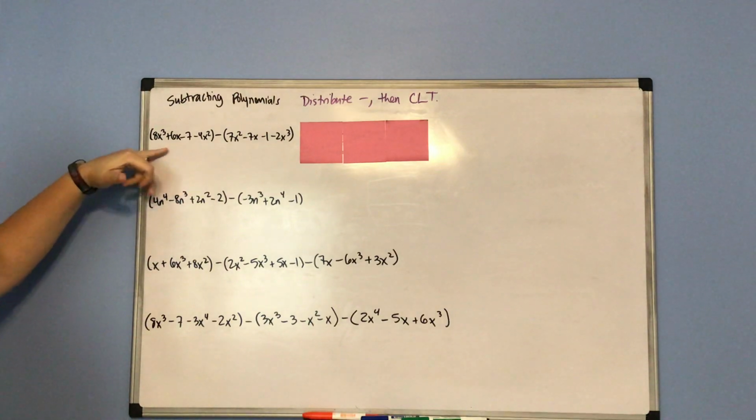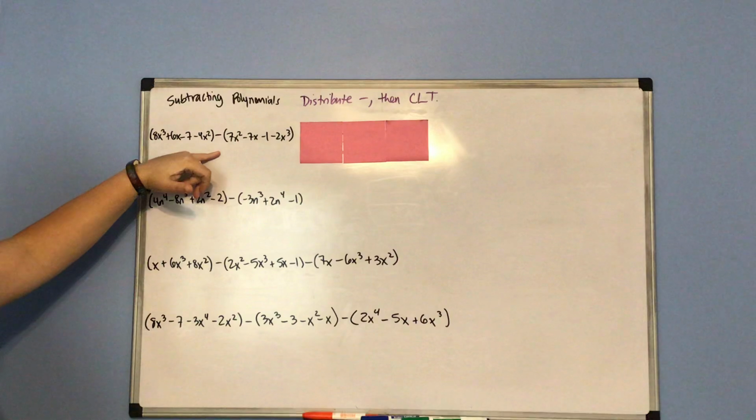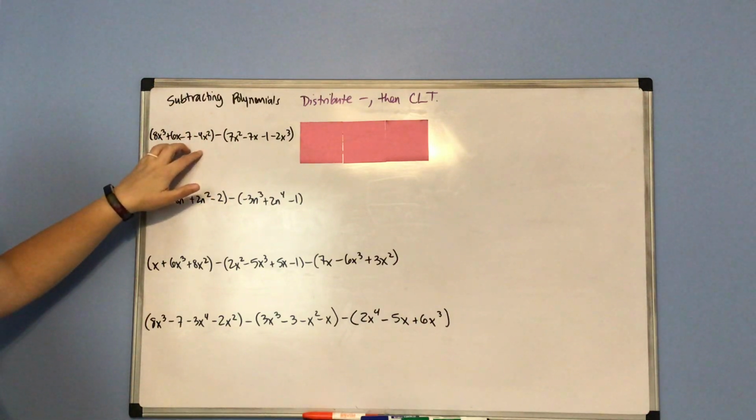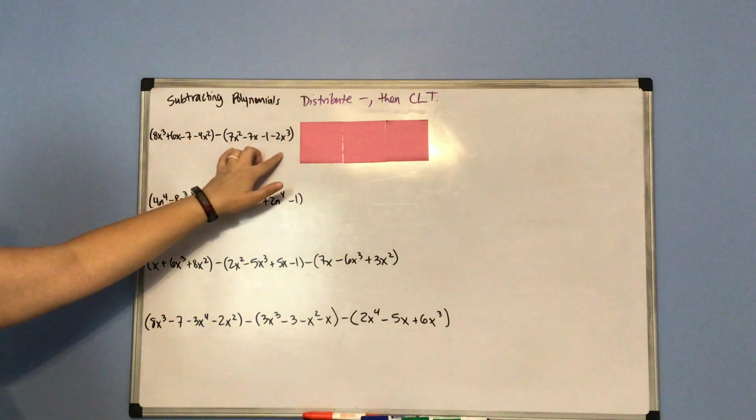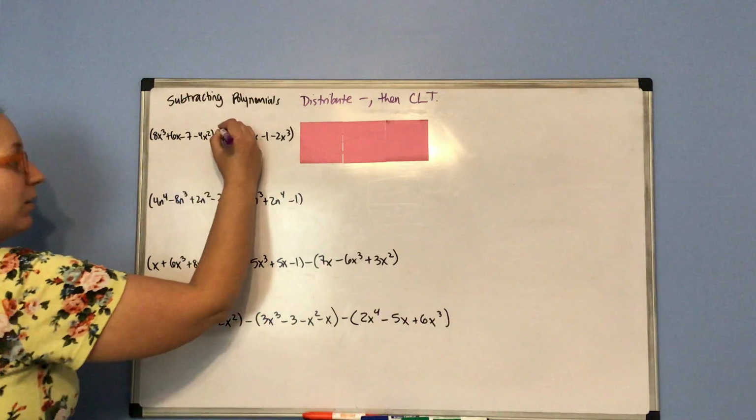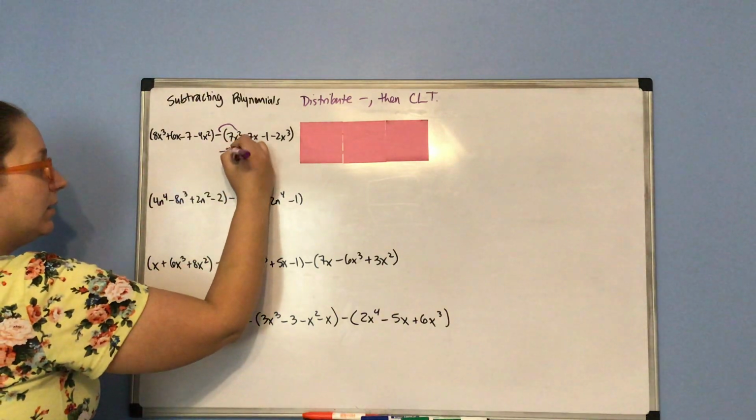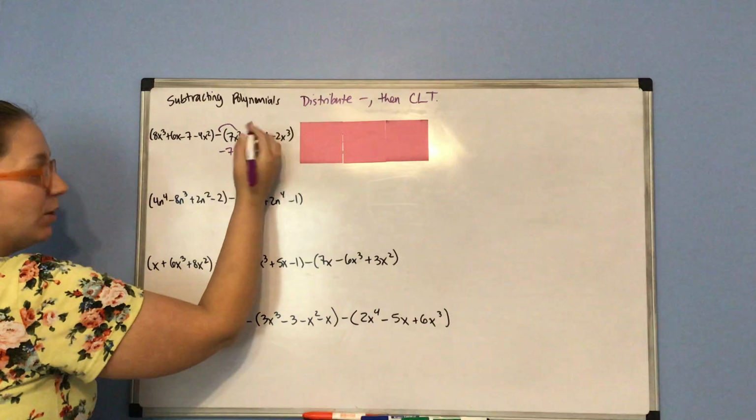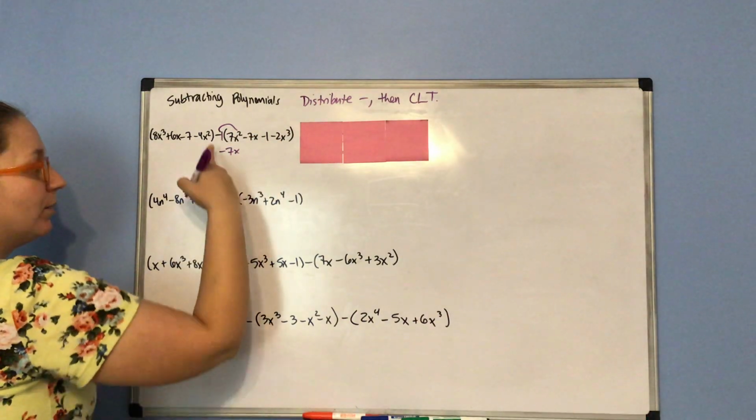If it helps you, you can rewrite this whole expression, although that's a lot of extra writing you won't have to do. So nothing is going to change about the first set of parentheses because there's not a minus sign in front of it. Anything that does have a minus sign in front of it, though, we need to distribute the negative. So negative 7 times, or you can think of multiplying by negative 1, whatever makes sense to you.